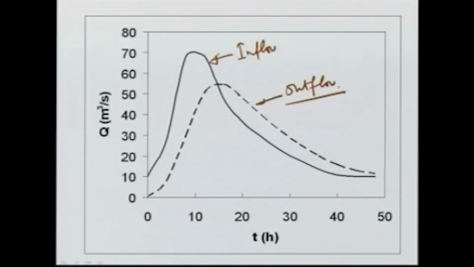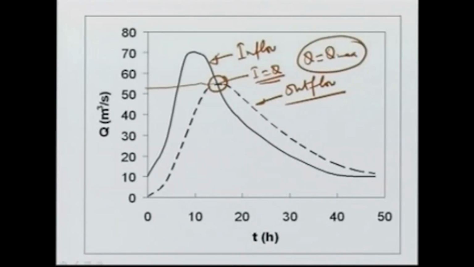So, a few things can be noted from this figure. One is that at this point where the inflow and the outflow cross, that means inflow is equal to outflow. At this point the outflow is also maximum. And as we have discussed earlier, it will be maximum because at this point the storage is at the maximum. Before this, water is going into storage, after this it is being released.